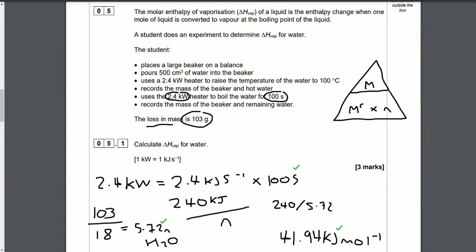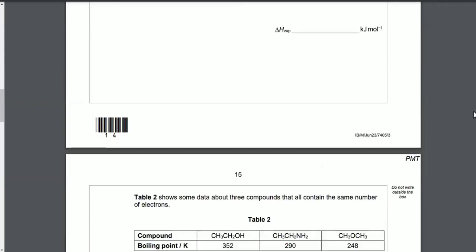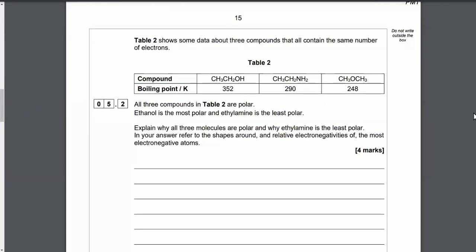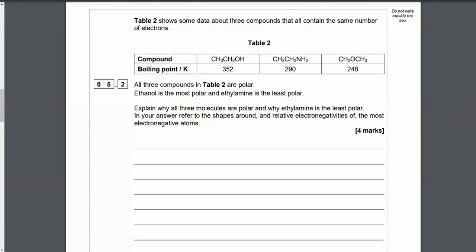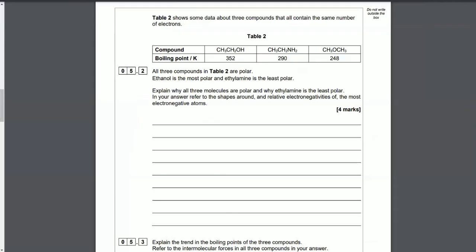I did say this question was about shapes of molecules. Well, it's going to come in here a little bit, about shapes of molecules and intermolecular forces, this next bit of the question. So let's zing on to this.